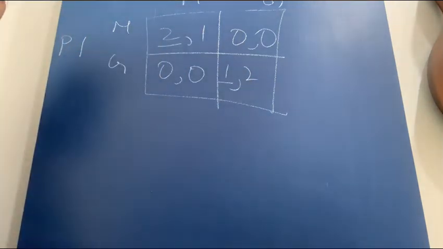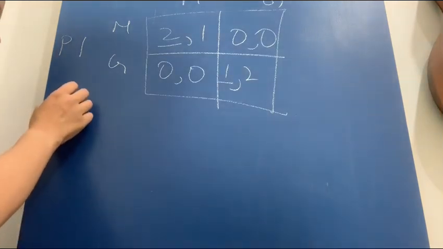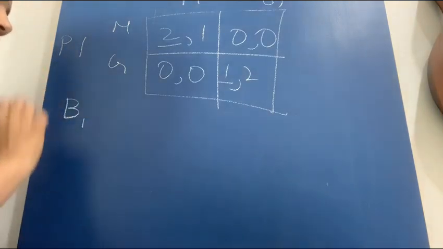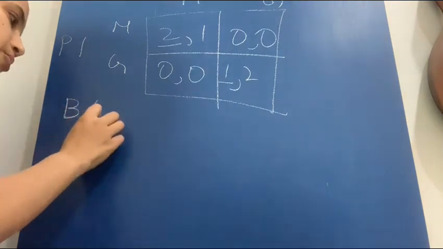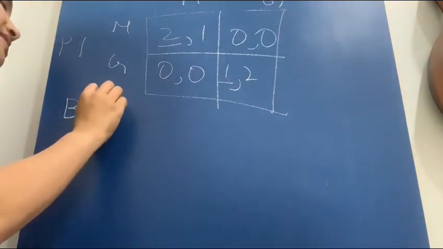And likewise, we can ask these questions for player 2 also. That means we can check what will be the best response for player 2 also. So we can write it in a different format here. I'm writing it like this: B1. B stands for best response. Subscript 1 says best response of player 1 if player 2 has played M.